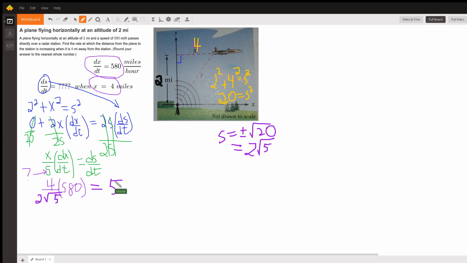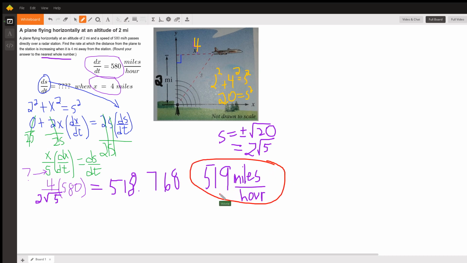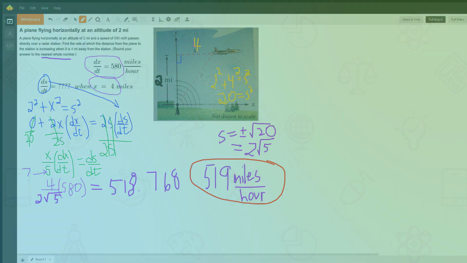Rounded, well, that's 518.768. And it says round to the nearest whole number. This is a 1. You can't tell. Let me make it clear. Rounded to the nearest whole number, the answer would be 519. This is the rate at which the distance is changing. The distance is in miles, and our units of time are hours, so miles per hour. So that airplane is getting farther and farther away from the radar station at a rate of 519 miles per hour. And that's the answer.